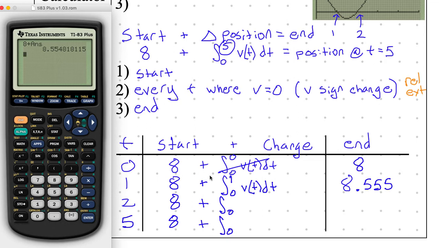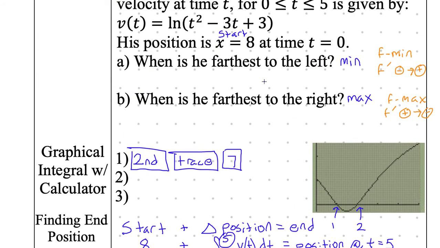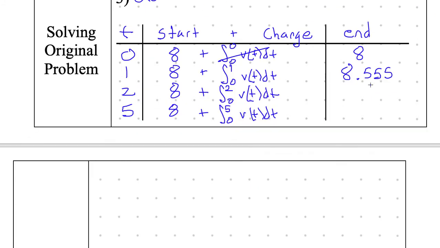So now I want you guys on your own to find the integral between 0 and 2, add that to 8, and 0 to 5, add that to 8, of velocity of t dt. I want to find these end values here and here. Those are the only possible values. These four things that we're writing down right now are the only possible minimums and maximums. All right, good luck. And then once you finish those four values, what is the farthest to the left? What is the farthest to the right? What are the mins and maxes? Answer A and B once you look at your table.